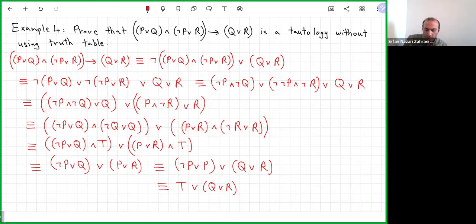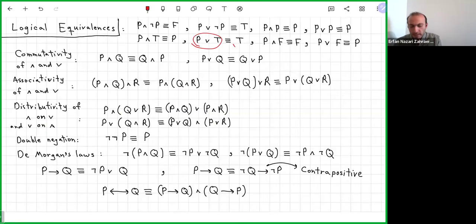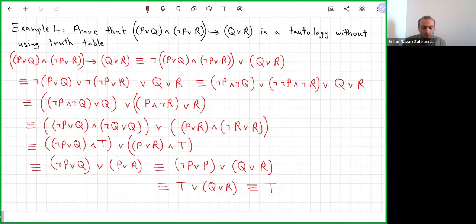Now think about this. I have or of two things. It's true if at least one of them is true, but one of them is always true. So this or is always true. If you like, I'm using this rule: true or something else is always true. And basically, that's the proof that this is equivalent to always true. In other words, this statement is a tautology. You can do a truth table for this and see that, oh, actually the column is always true. But the goal of this question was to practice the logical equivalences that we have.